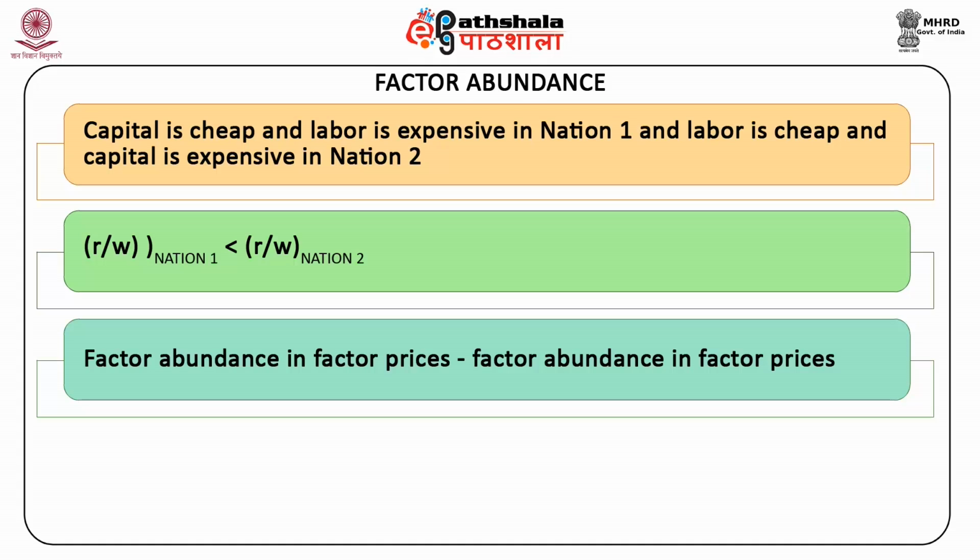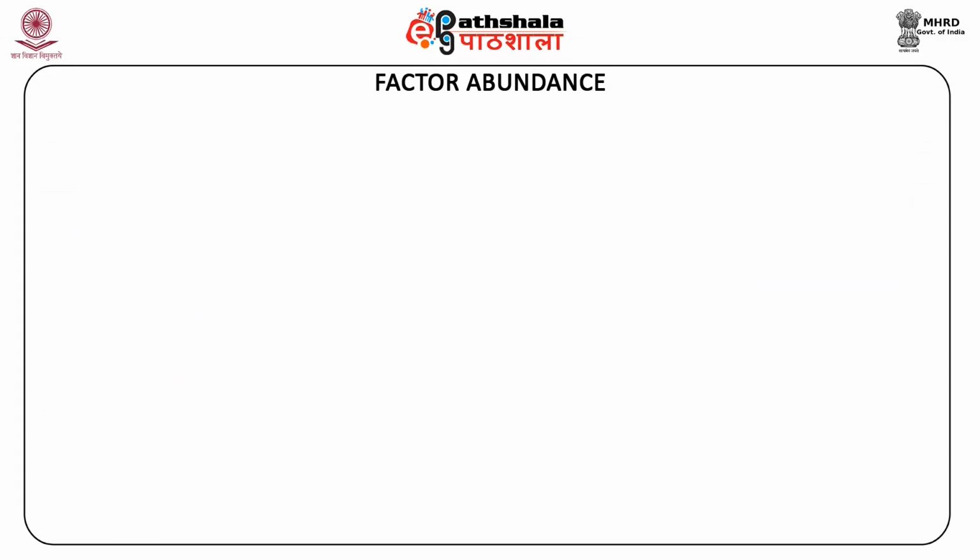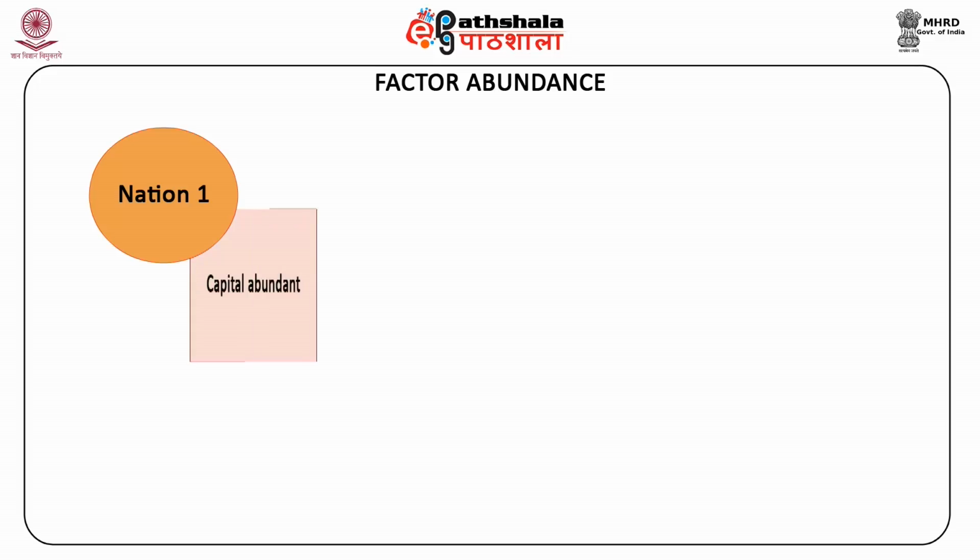of any commodity is determined by demand and supply, while the physical quantity definition takes only supply factors. However, since we have assumed tastes to be the same in both nations, the two definitions coincide. Hence, we have nation 1 as the capital abundant nation and commodity X is the capital intensive commodity.